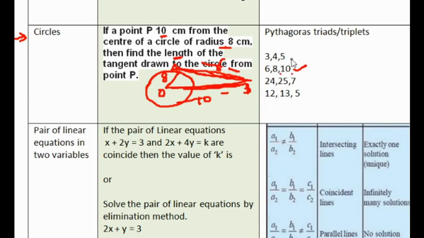So we will also revise the other trigonometric triads: 3, 4, 5; 24, 25, 7; 12, 13, 5. These four trigonometric triads have to be remembered to solve our answers easily.